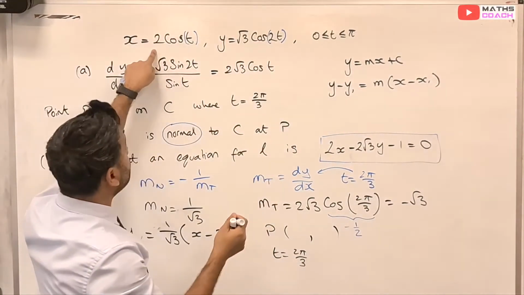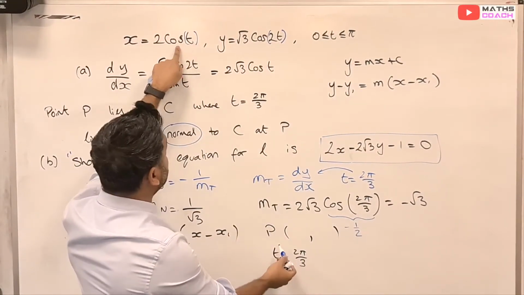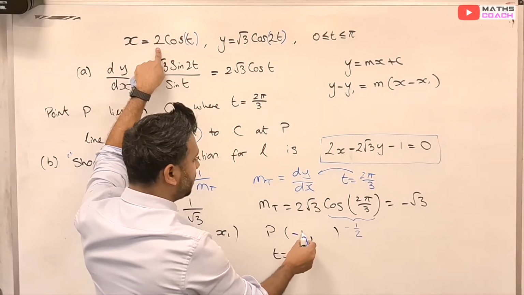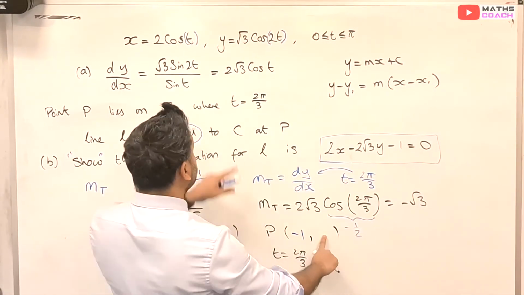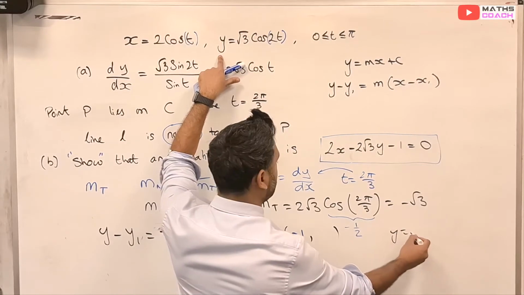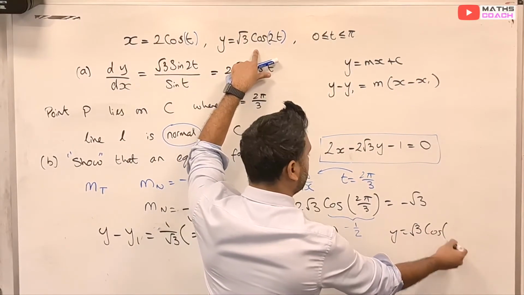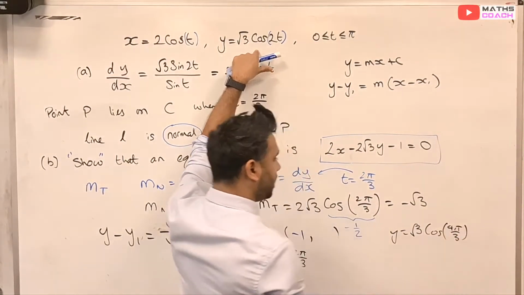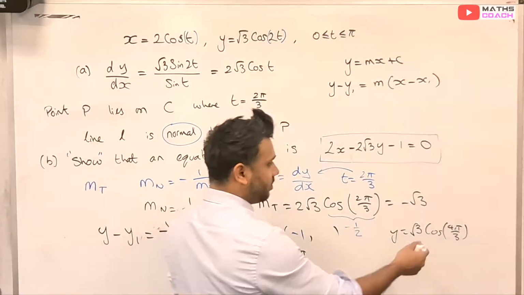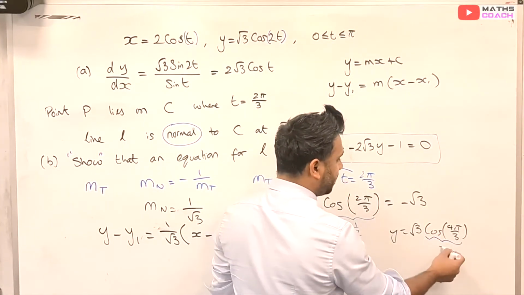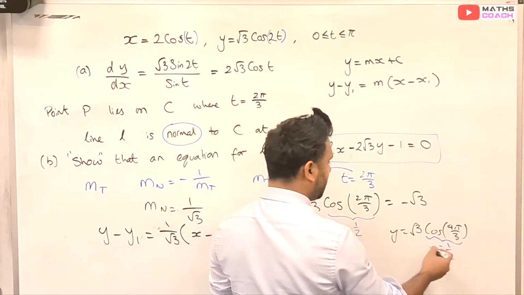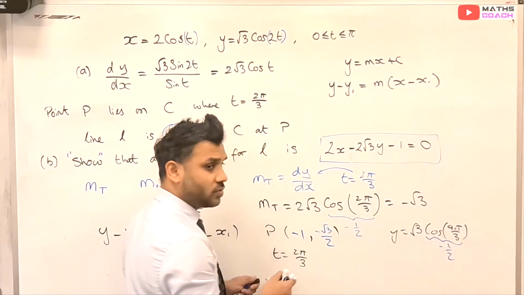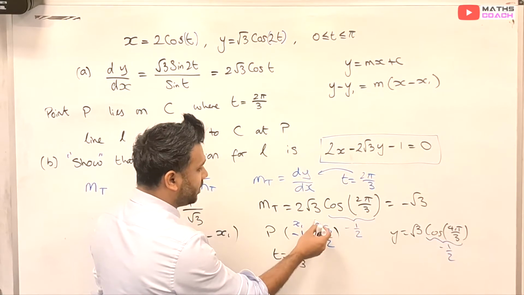So 2 times cos of 2 pi by 3, well, cos of 2 pi by 3 we had worked out here is minus a half. So minus a half times 2 gives you minus 1 as the x coordinate. To work out the y coordinate, y is equal to root 3 times cos of 2t. So 2 times 2 pi by 3 is 4 pi by 3. And plug it in your calculator. When you plug in 4 pi by 3 in the calculator, you also get minus a half. So your y value is therefore minus root 3 over 2. So this is the x1 value and this is the y1.